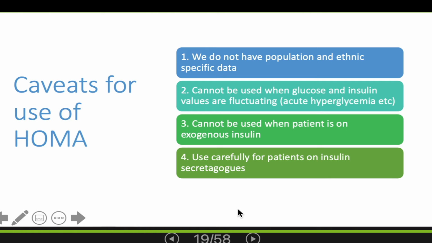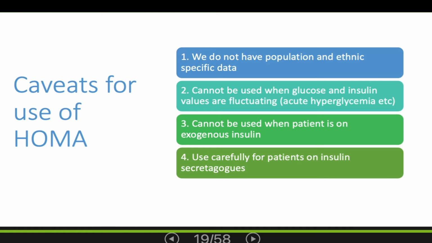Of course, there are important caveats for use of HOMA. So we remember, we do not have population and ethnic specific data. Most of this was developed from the United Kingdom, so you don't have specific data for Indian patients or South Asians. You cannot use it when the glucose and insulin levels are fluctuating. For example, if the patient has acute hyperglycemia or diabetic ketoacidosis or COVID-induced hyperglycemia, you cannot use these tests.